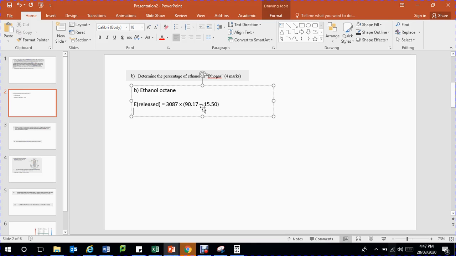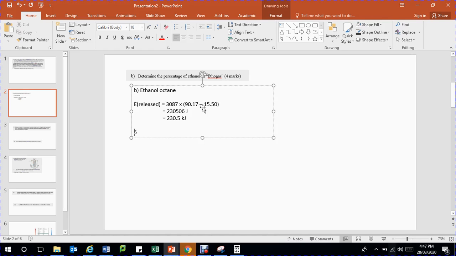That gives us an energy released of 230.506 joules. I'll convert that to kilojoules, so 230.5 kilojoules. So 5 grams of the ether gas released 230.5 kilojoules. That's what I've worked out so far. But I need to use that information to work out what the percentage of ethanol is in ether gas.